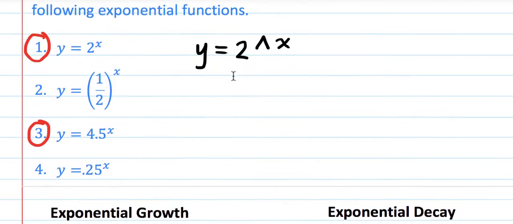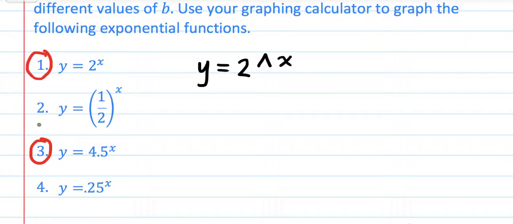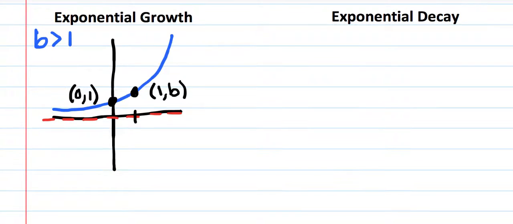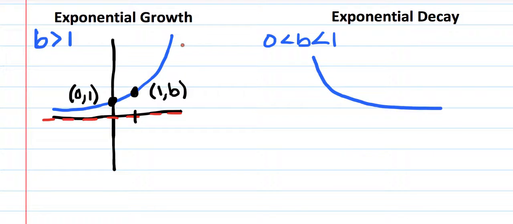Okay, you also should have noticed similarities between graphs 2 and 4, y equals 1/2 to the x and y equals 0.25 to the x. Each of these curves demonstrated exponential decay. If you'll notice, each of these b values are between 0 and 1. So anytime b is between 0 and 1, you're going to have exponential decay.